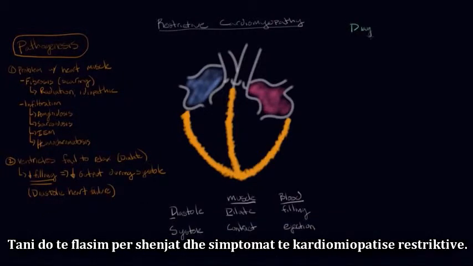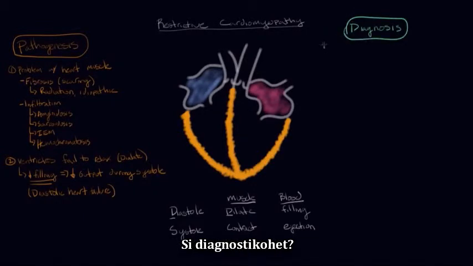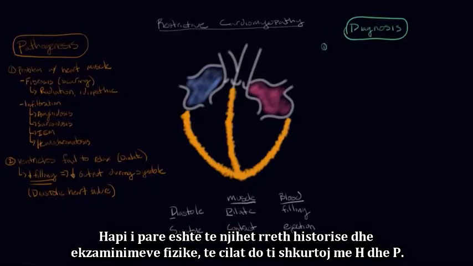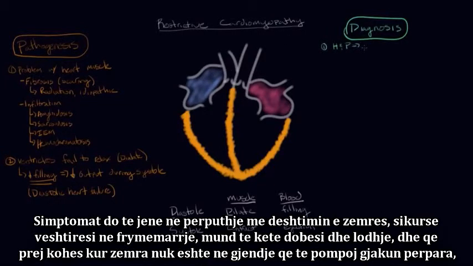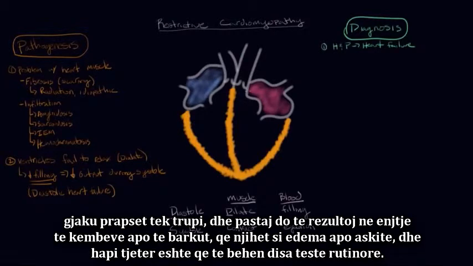So now we're talking about the signs and symptoms of restrictive cardiomyopathy. How is it diagnosed? Well, the first step is to consider the history and physical exam, which I'm going to just abbreviate H&P. And this is going to be consistent with heart failure. Things like shortness of breath, they may have weakness and fatigue, and then since the heart is not able to pump blood forward, the blood gets backed up into the body and you get swelling of the legs or the abdomen, known as edema or ascites.